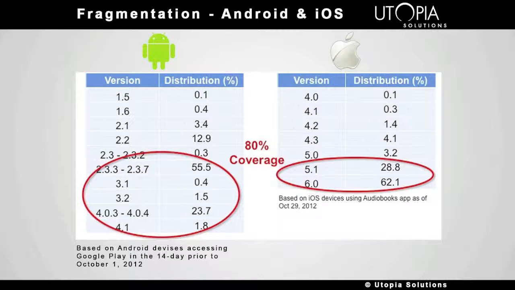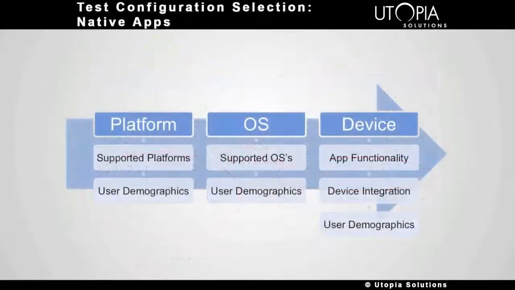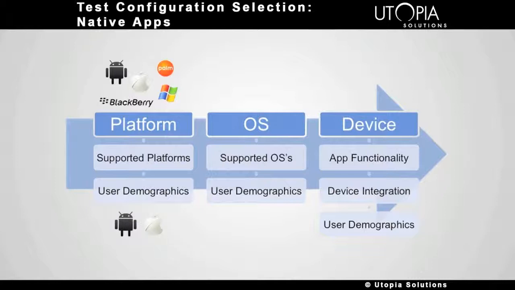Now let's use that information for a mini case study for test configuration selection on native application platforms. So let's again assume we're looking for 80% OS coverage. All right, the first step is really the easiest, at least for native apps. We need to determine what platforms the app is being developed for. In this case, we already know it's iOS and Android.